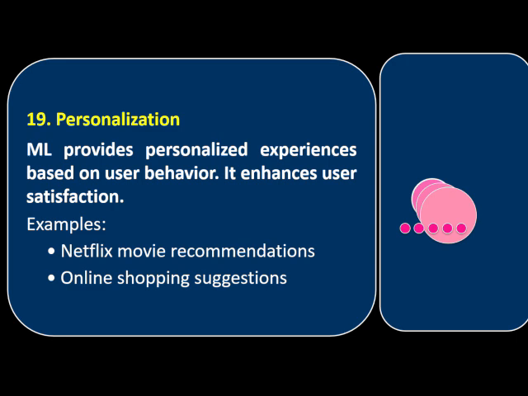Machine learning systems tailor content to individuals. Netflix recommends movies, as we can see nowadays. Online stores suggest products. This increases engagement and satisfaction level of the people.